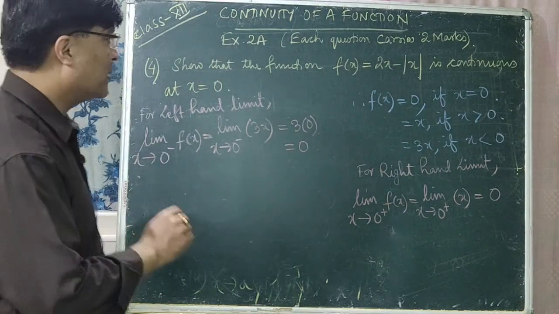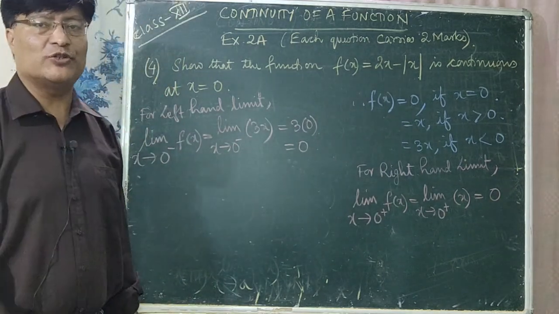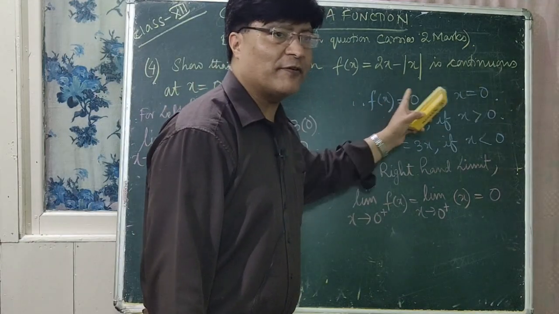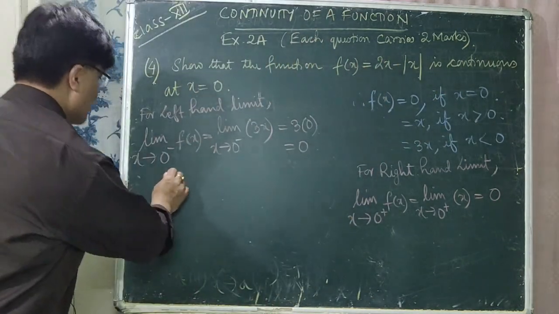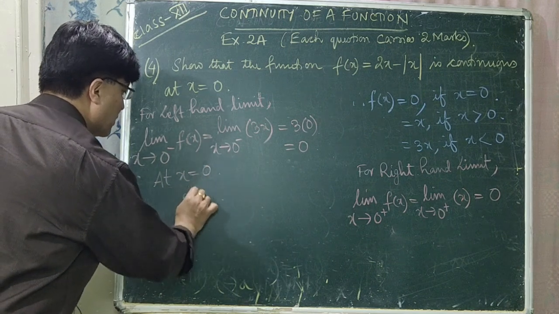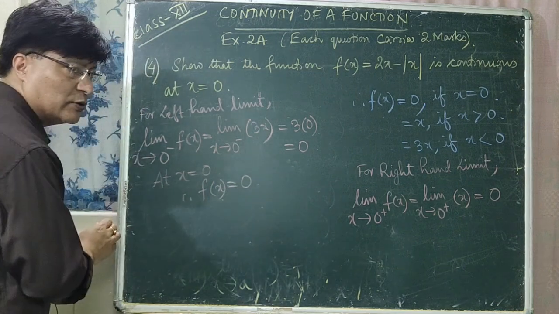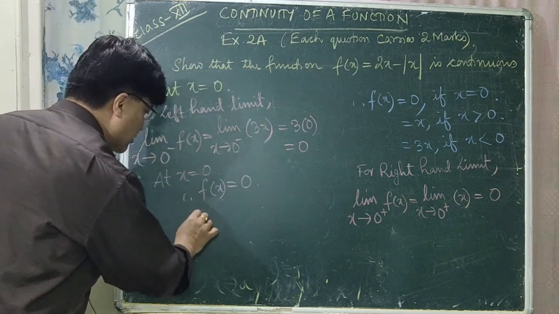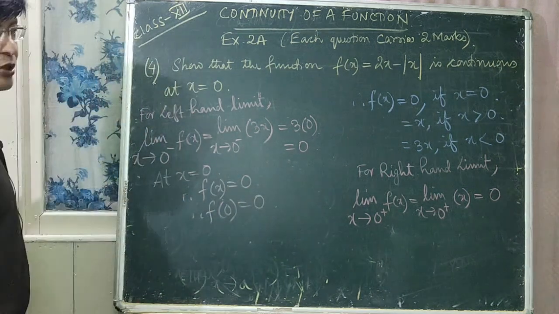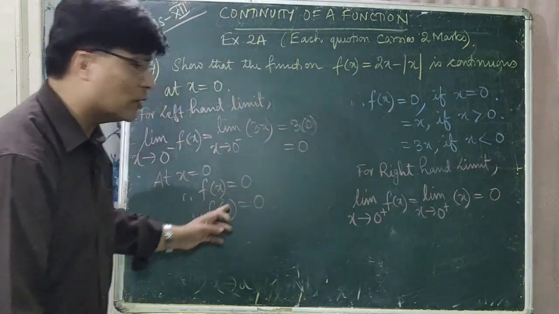Now you have to get the value of f of x when x is exactly equal to 0. So when x is equal to 0, what is the value of f of x? It is 0. So you should write here, at x equal to 0, what is the value of f of x? It is equal to 0. Now put x equal to 0 in this case, so f of 0 is equal to 0. Is that clear?